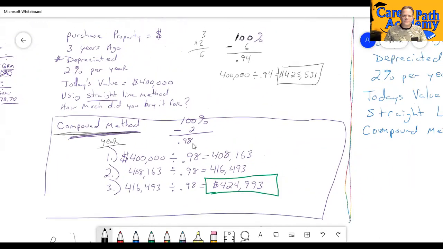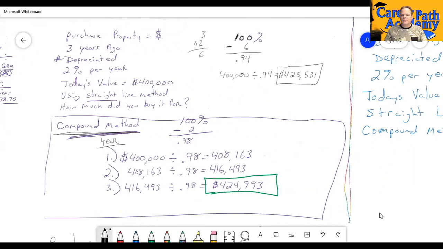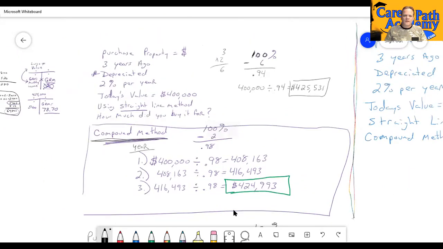But if they don't tell you specifically to use the compounding method, if they don't specify in the problem what method to use, you're going to use straight line. If they tell you to use compounding, then you do this. Don't multiply the number of years by the percentage. Skip that part. You just subtract the depreciation from 100, and then you do this step for each year. Make sense? Okay.